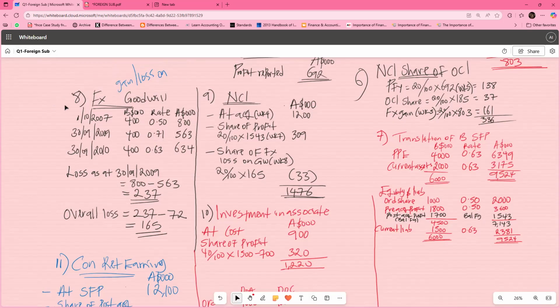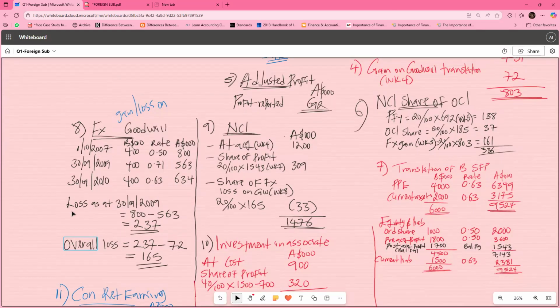Look at the overall gain from onset to date, from the beginning to date. In 2007, when you acquired, it was 800. Then it is now 563 in 2009. Then in 2010, it is now 6. So the overall loss is 165. So that's just it. Come back, please. So thank you everyone, and thanks for listening.